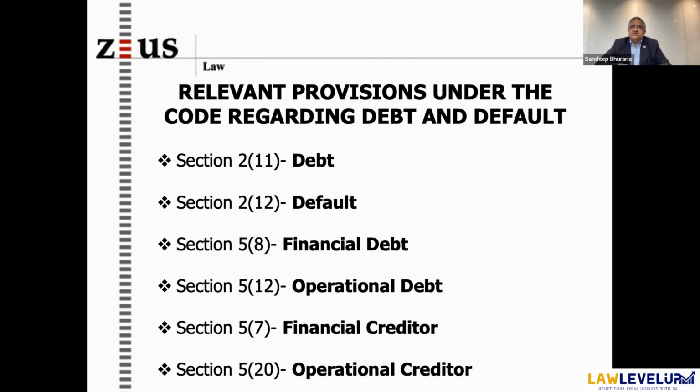Section 5, subsection 20 defines an operational creditor. Operational creditor would mean a person to whom an operational debt is owed and includes any person to whom such debt is assigned. Now, after this, I will take you to Section 7.